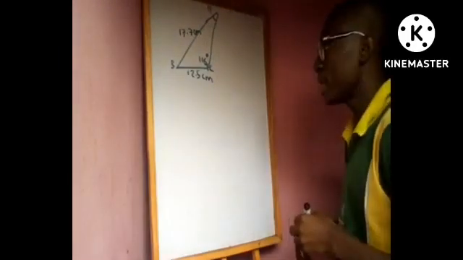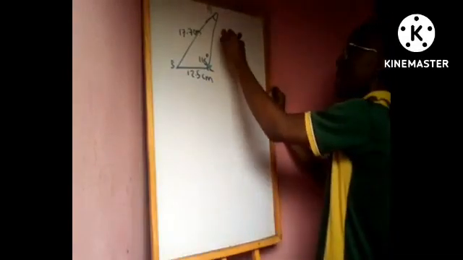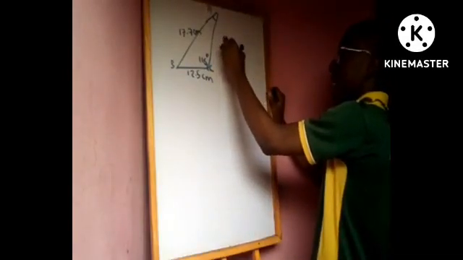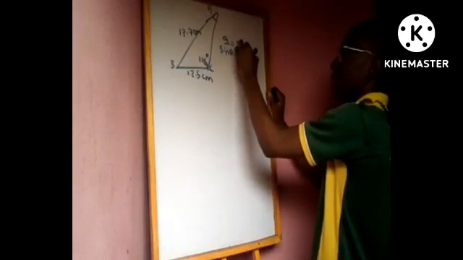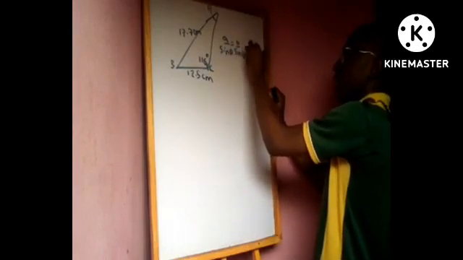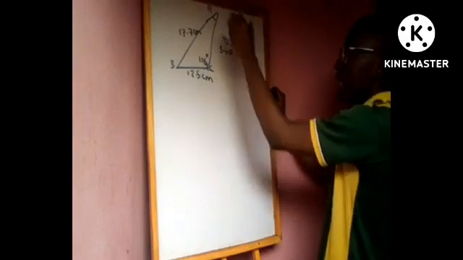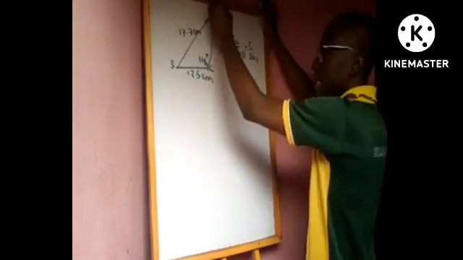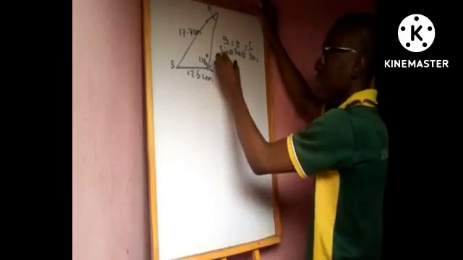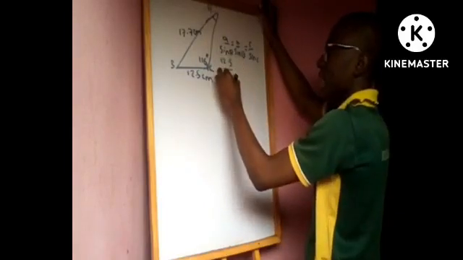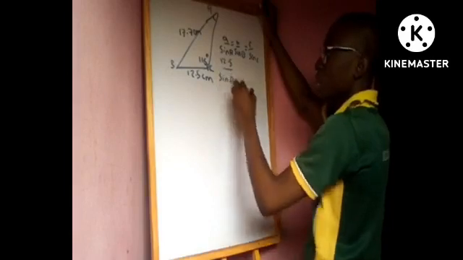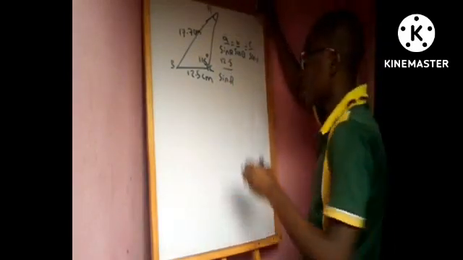So now we will use the sine rule, which says that side A over sine A equals side B over sine B equals side C over sine C. So this is side A. Side A is the side facing the angle A. That's 12.5 over sine A. We don't know what A is, so that's the angle we're looking for now.